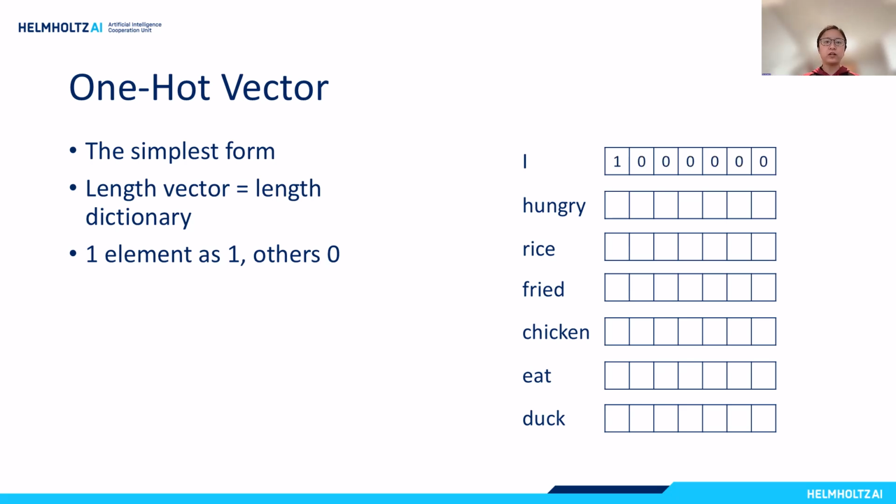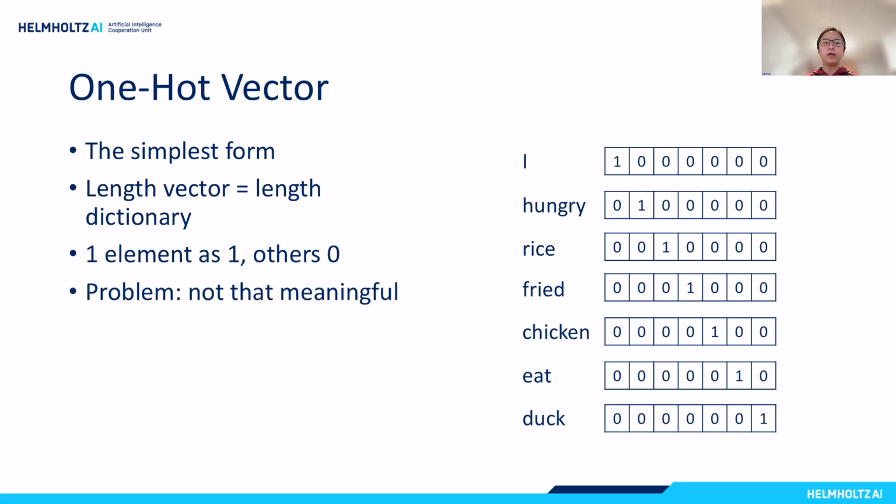For the first word, the first element is 1. For the second word, the second element is 1. For the third word, the third element is 1, and so on. Simple, isn't it? But the problem is there is no meaning in each word. There is no connection between the meanings of the words.